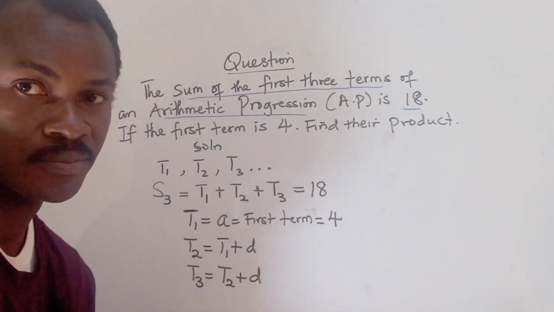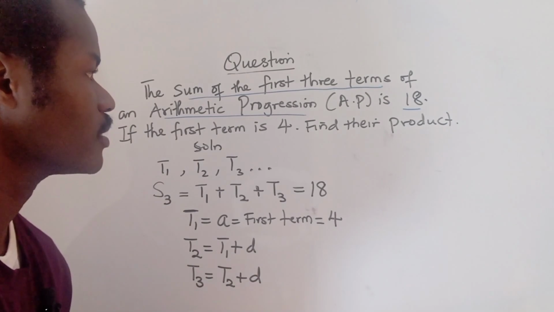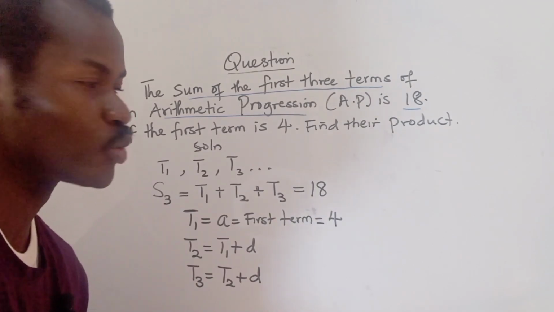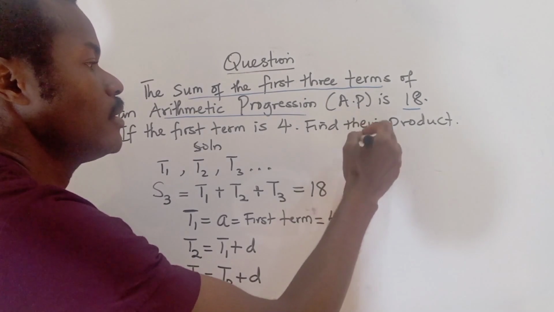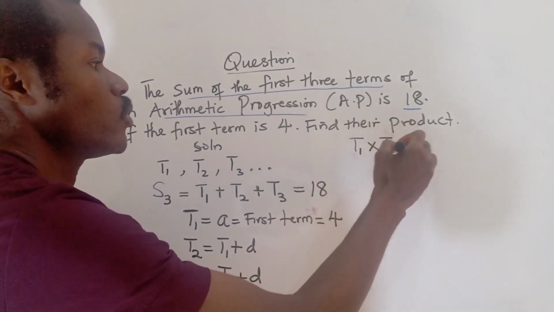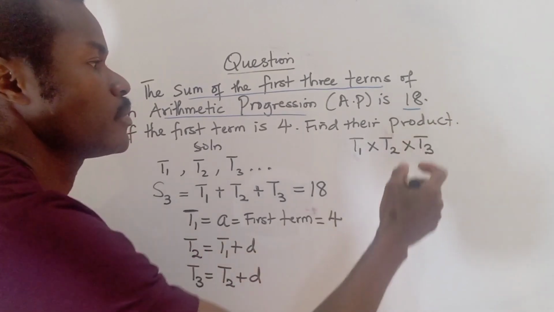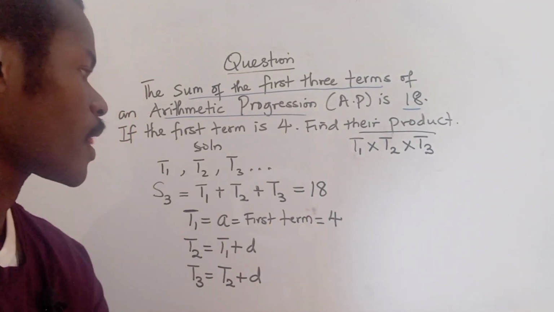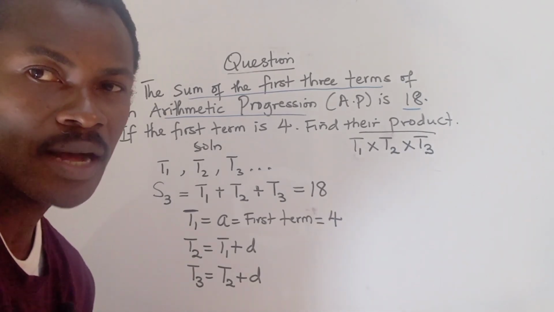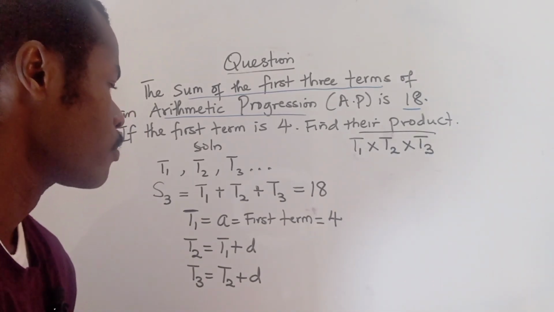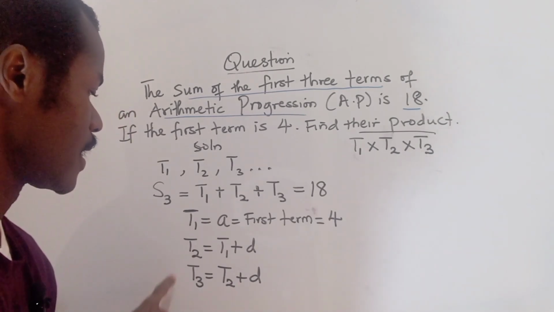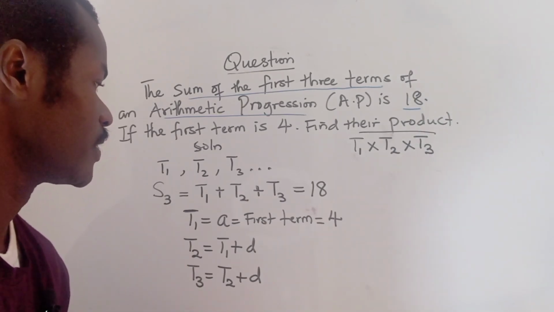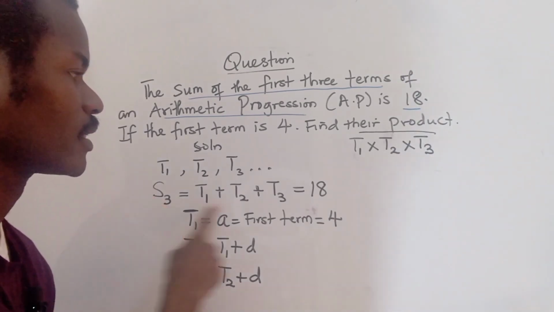the common difference. And the question says we should find their product. So what it means is at the end, we want to find T1 times T2 times T3. That's what the question means, that we should find their product. Now with this, let us solve further. But how do we find our T2 and T3? Since we are given the sum of the first three terms to be 18.